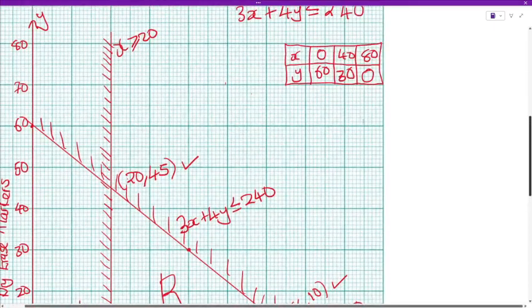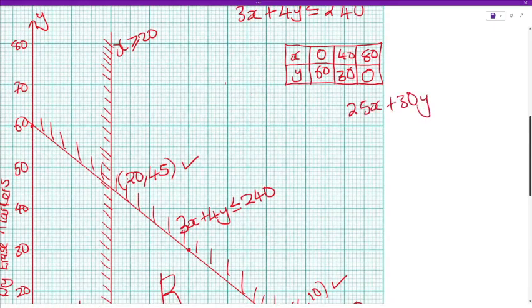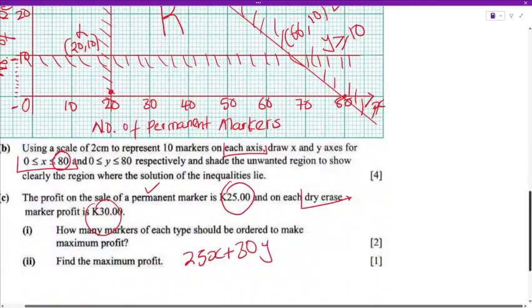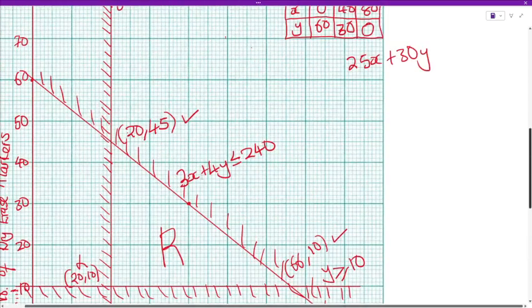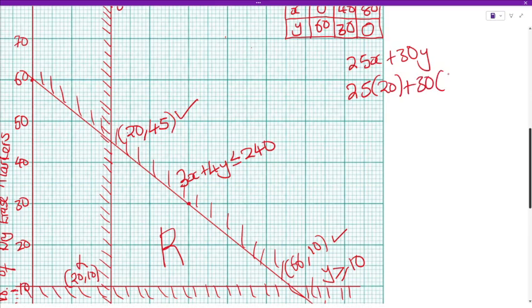Then you start testing the coordinates. Let me confirm that I've copied the correct values. Yeah. So now we start testing. Let's start with these coordinates, 20 comma 45 right there. So 25 times 20 plus 30 times 45. What do you get? Punch it on a calculator. It gives me 1,850.